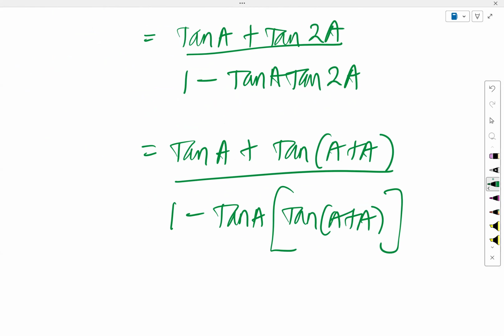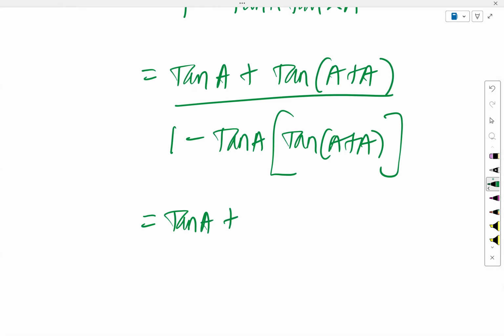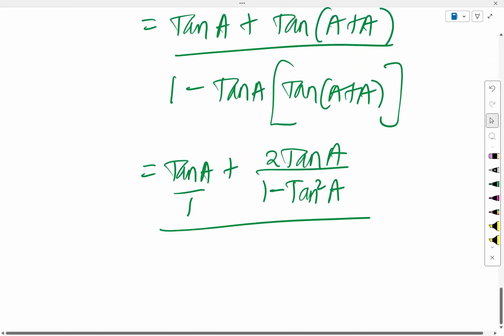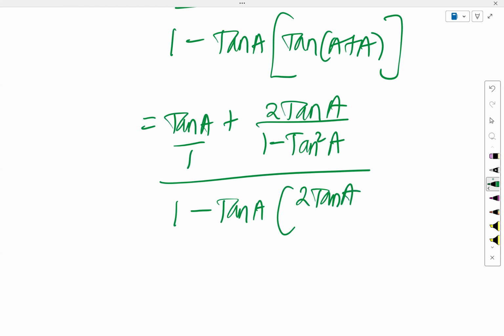tan of A plus A. So we expand that on all sides where we have tan of A plus A. Of course, tan of A plus A, like we know, is 2 tan A all over 1 minus tan squared A. You can take tan A as tan A over 1 to make all of them look alike. So again, this is 1 minus tan A into 2 tan A, all over 1 minus tan squared A, like we already know.